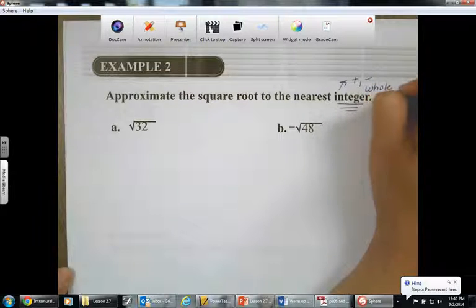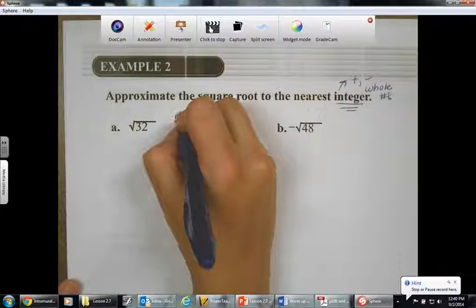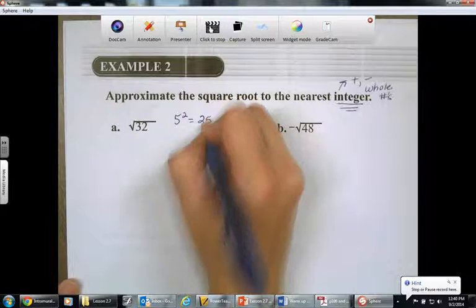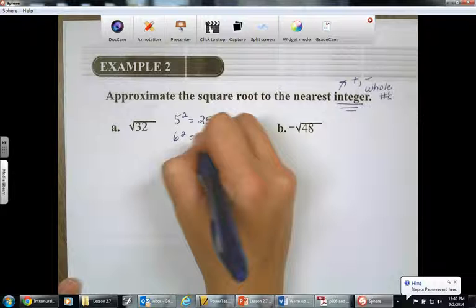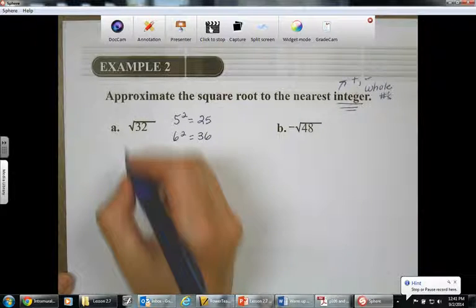So when you come across something like that in the directions, you're going to have to know what they're wanting. This does not mean you plug it into your calculator. This means they want you to estimate what this is close to. So when I do this, I just think in my head, well, 5 squared is 25, 6 squared is 36. 32 is closer to 36, so that means the nearest integer here would be 6.